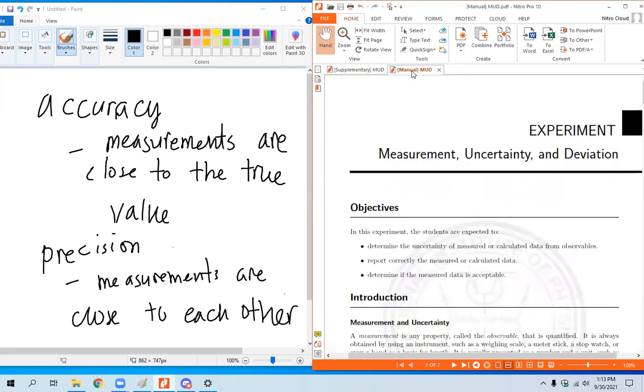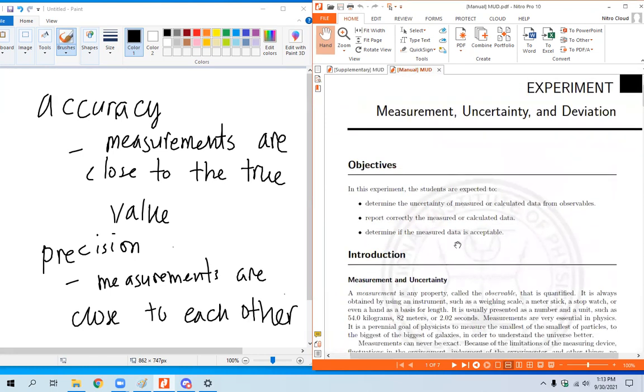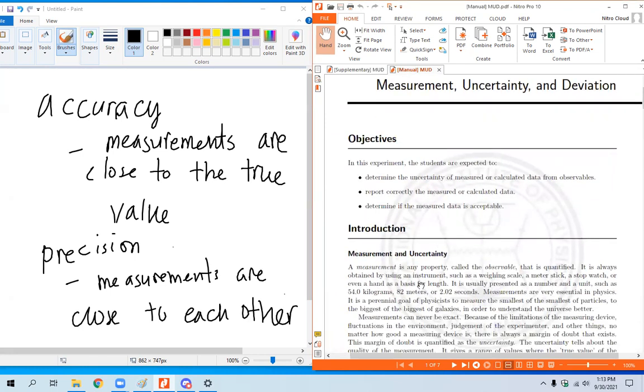Now let's move on to measurement uncertainty and deviation. Wait lang, I'll have to stop share saglit. Pardon the temporary intrusion.